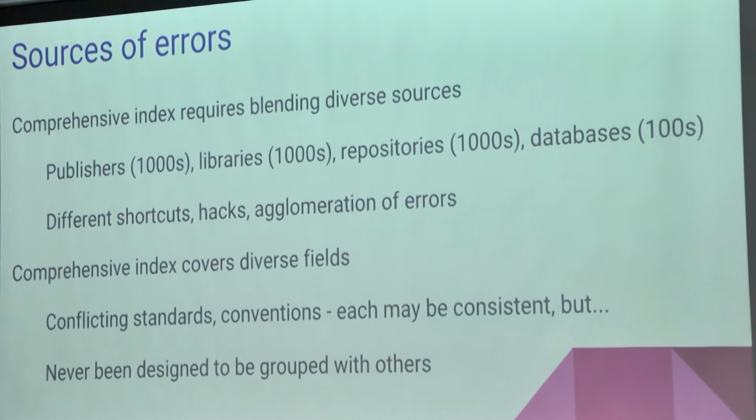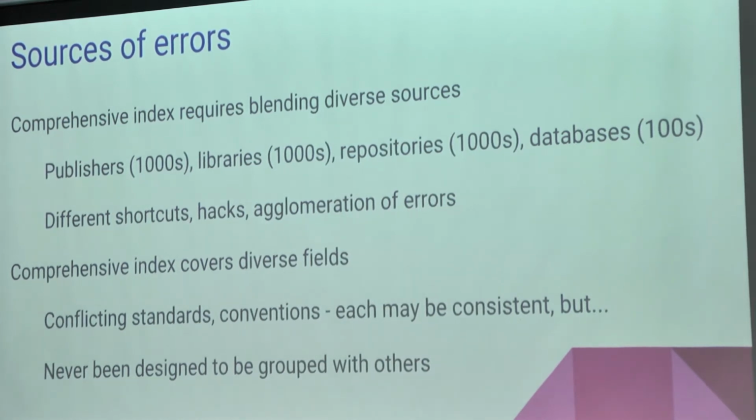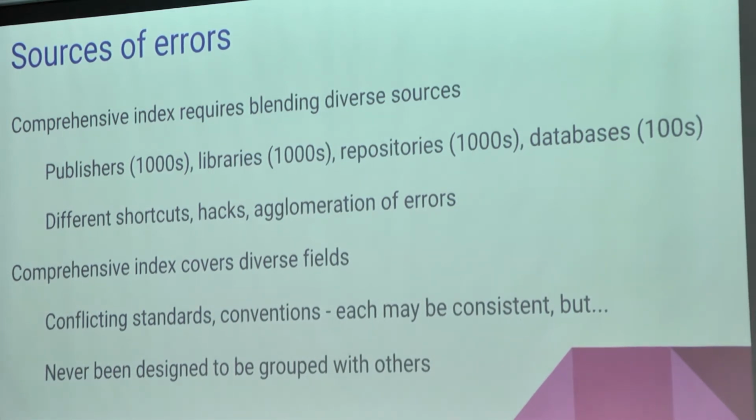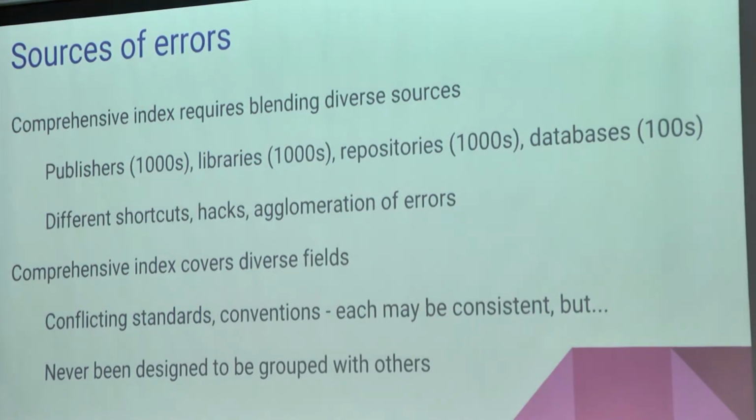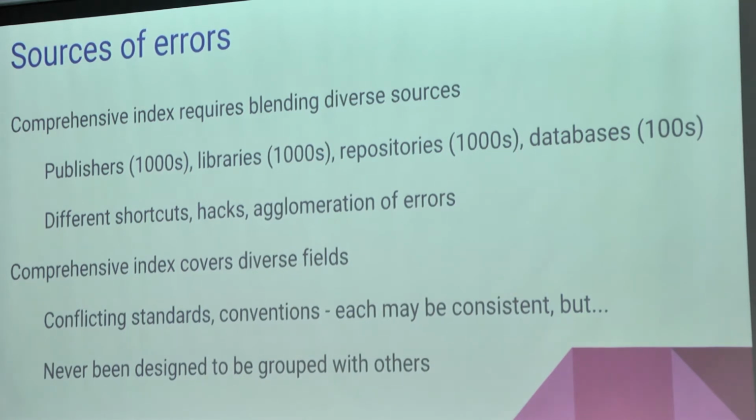Looking at it from a different angle, a comprehensive index covers diverse fields. Like I mentioned, social science is fundamentally different from high-energy physics, and mathematics from medicine. Each of them may well be consistent, but they never expected to be in the same place. Bringing them together requires you, as a search service builder, to somehow figure out a mechanism to normalize and standardize across all of these conflicts.